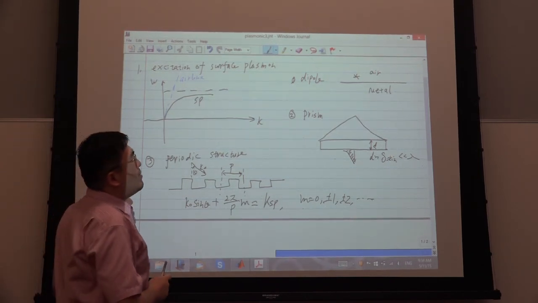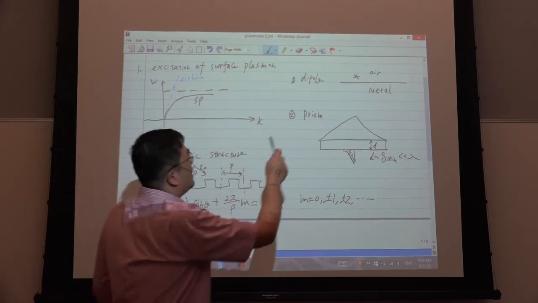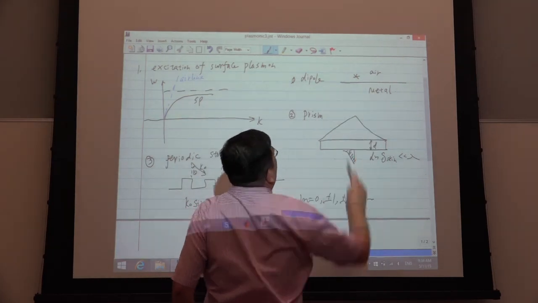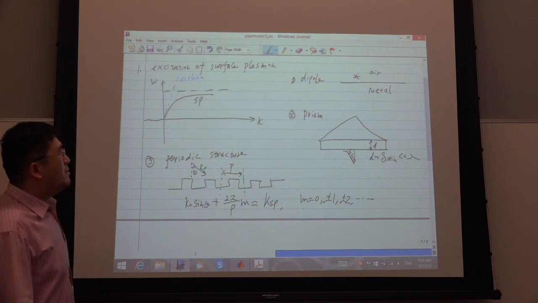One technique is a dipole. I can say a dipole is a universal way to excite the guided wave. If a polarized dipole is very near the air-metal interface, it can excite it because the dipole has a rich evanescent wave spectrum.